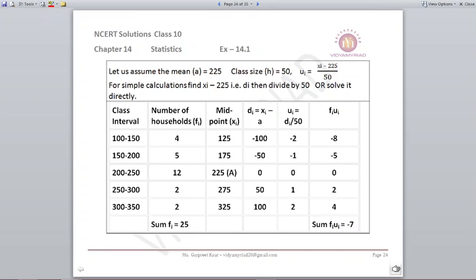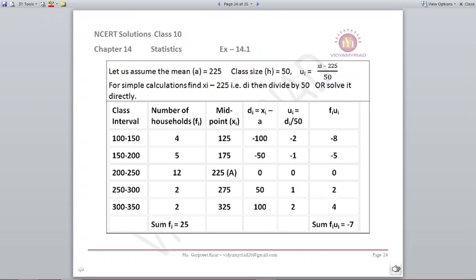We have broken it down for further simplification. We know ui is equal to xi minus A upon h. We can find xi minus A, which means di, separately also in the next column. When we divide by h, that becomes your ui, and ultimately we will do fi into ui. The values become quite small. Sigma fi ui is equal to minus 7.